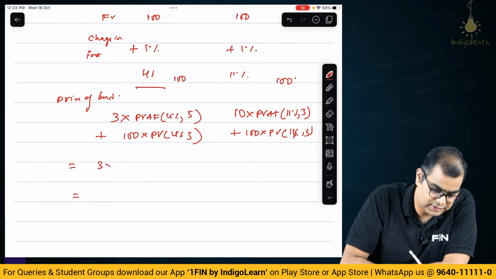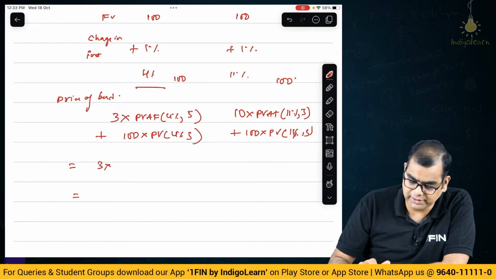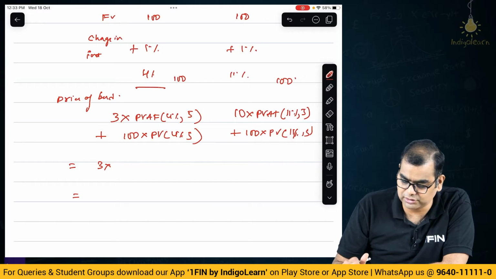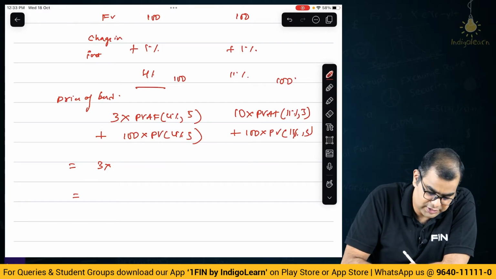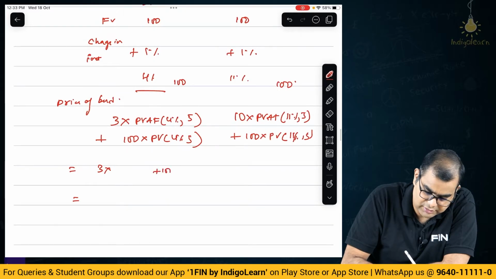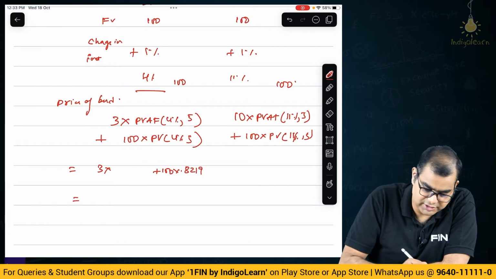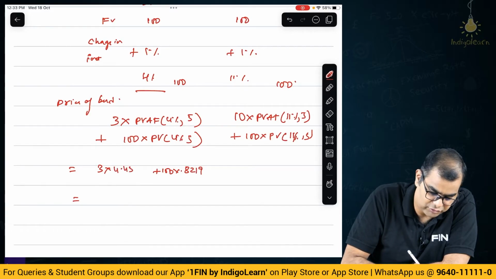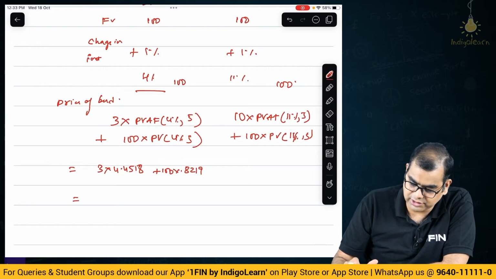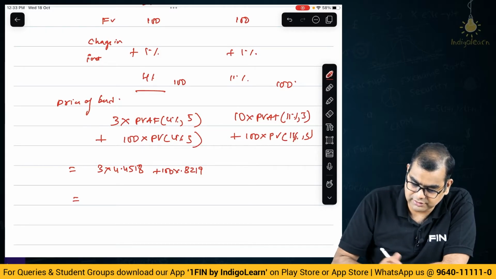This will be 3 into 1 by 1.04 for 5 years: 1, 2, 3, 4, 5. So, this will be 100 into 0.8219, and the annuity factor 4.4518 into 3, is equal to plus 82.19. That will give you 95.545.